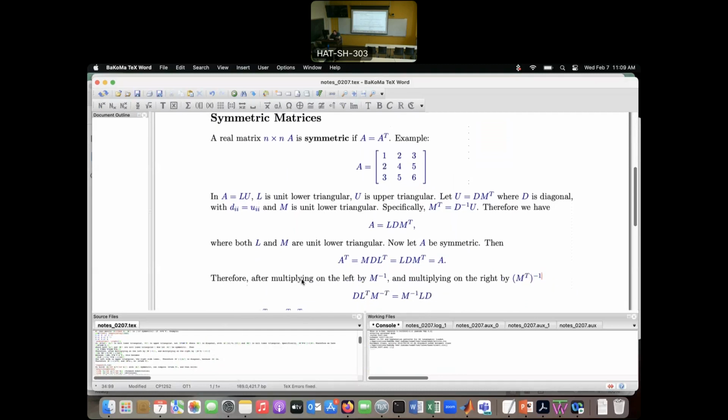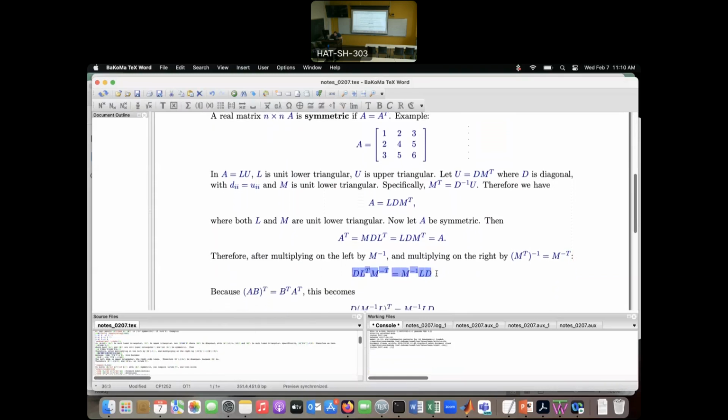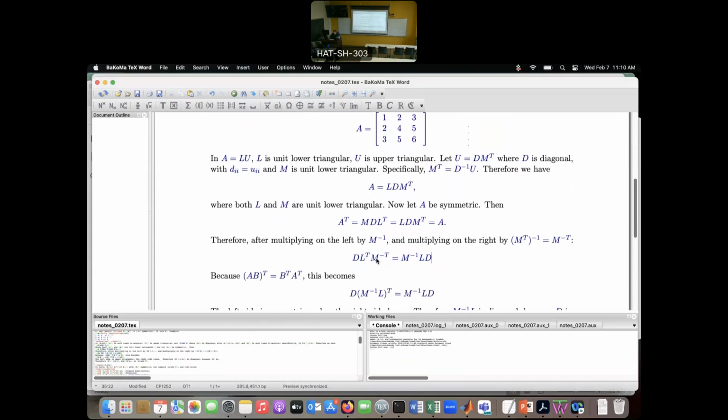Now, the inverse of the transpose is the transpose of the inverse. When you're taking a matrix's inverse and its transpose, it doesn't matter in what order you take them. You can do inverse and transpose or transpose and inverse. The result is the same. For that reason, I want to introduce this notation, M superscript minus t, which means inverse transpose. So we just have one symbol instead of dealing with all these parentheses. After doing that, this is what I have: D L transpose M inverse transpose equals M inverse L D.